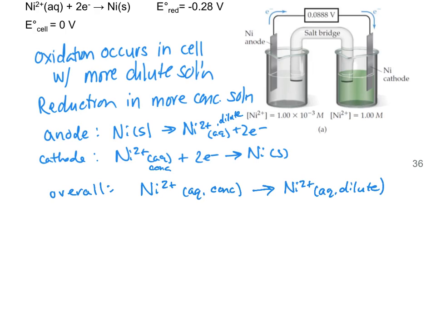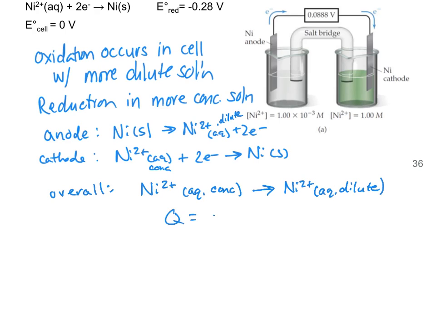So basically we're going from the concentrated cell to the more dilute cell. So your more concentrated side is going to react to essentially concentrate the dilute cell. You see what I'm saying? They have to equalize. So now that you have an overall reaction, it's a little bit easier to write out your Nernst equation and figure this out.